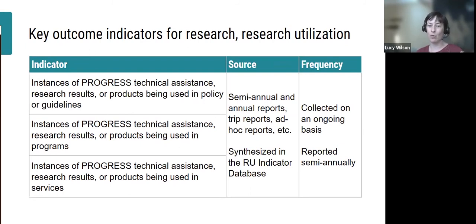We really only needed 1 or 2, and you'll see that we ended up reporting 1 total number across all these use indicators. The source and frequency for data collection and reporting were also described in the PMP in a bit more detail, and I'll talk through that in the next couple of slides.